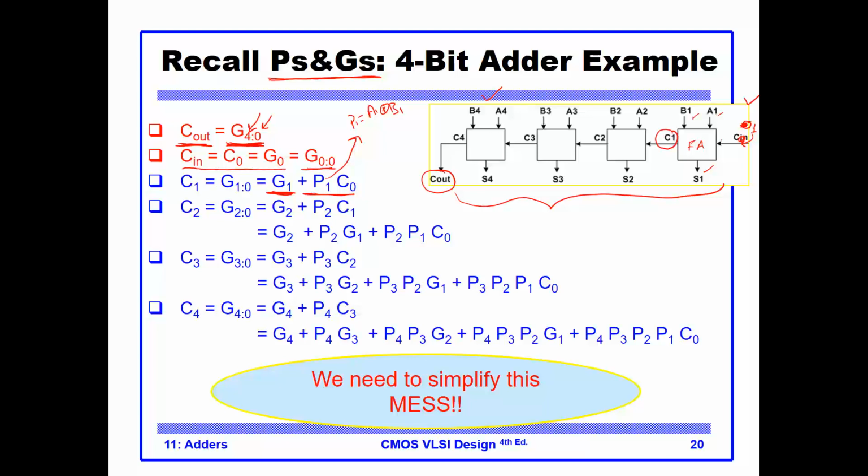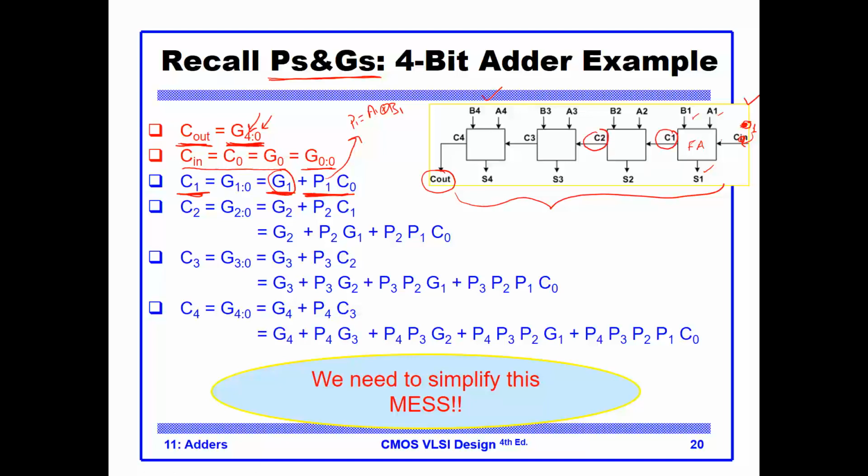and propagate it to C1. So again, what are the conditions to generate C1? Either I generate it at bit position 1, or the carry in is 1 and I can propagate it through the first bit to the second bit. An obvious example is that if I have a carry in of a 1 and A is 1 and B is 0, now I propagate Cn all the way to C1.